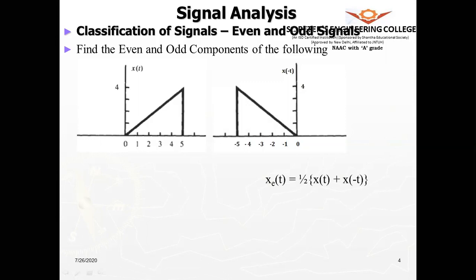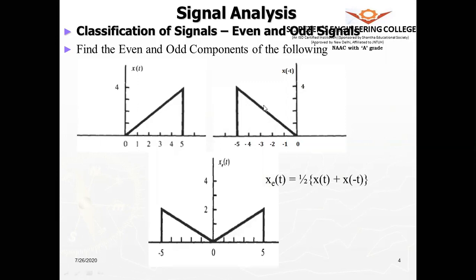we are using the formula: xe of t, the even component of the signal, is given by half of x of t plus half of x of minus t. Therefore, the amplitude, which was 4, is now reduced to 2, and the signal will be like this, which exists from minus 5 to plus 5. So you add both these components and you have got the even component of the signal. We are simply adding these two along the time axis.